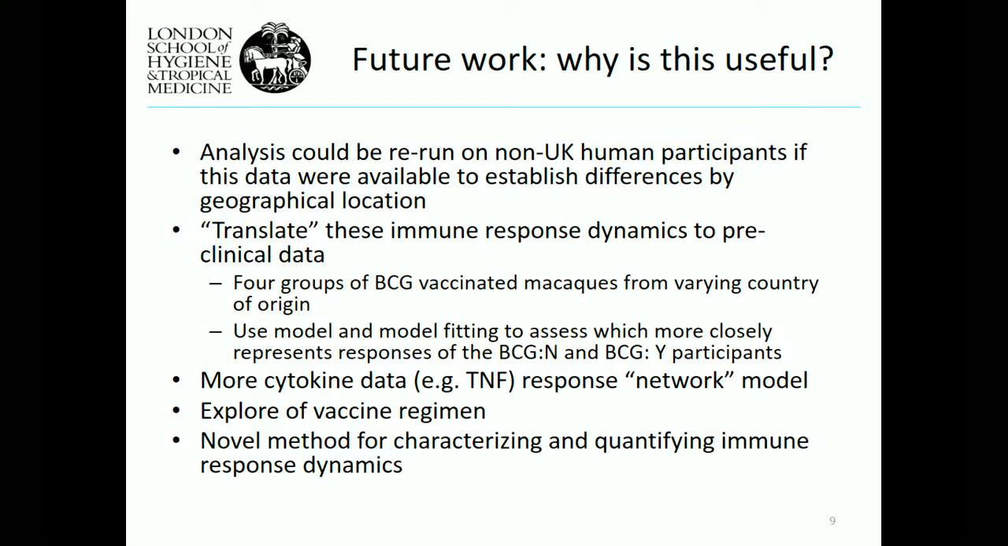If there were data available on, say, TNF readout, we would like to develop a network model, and we can use the modelling to explore vaccine regimen, more doses and timing of doses. There's still a lot of work to do, but this is a novel method for characterising and quantifying the immune response dynamics to vaccination.